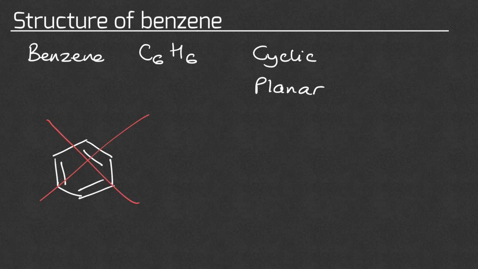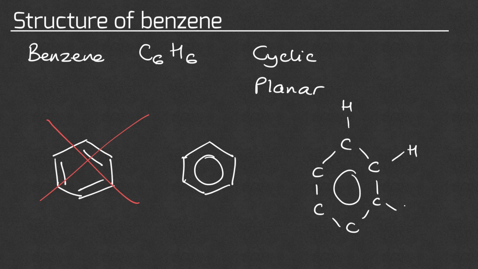However, this structure is incorrect. This isn't the structure of benzene. During this video, we're going to look at the evidence for why this structure doesn't exist and why the correct structure does exist. This is the actual structure of benzene. You'll commonly see it drawn as the skeletal structure shown here, but if it was to be drawn fully displayed, we would draw it like this.